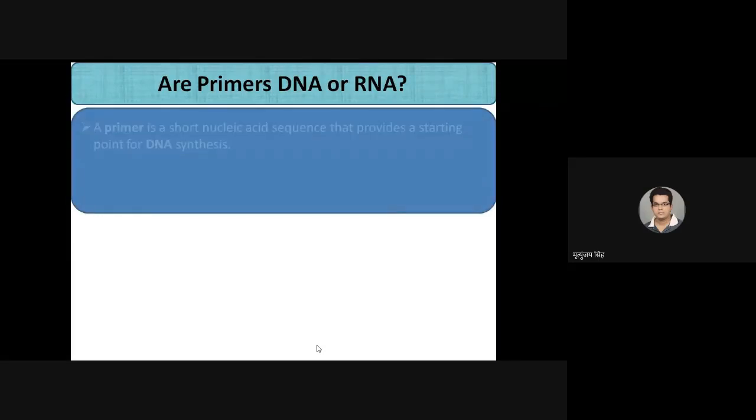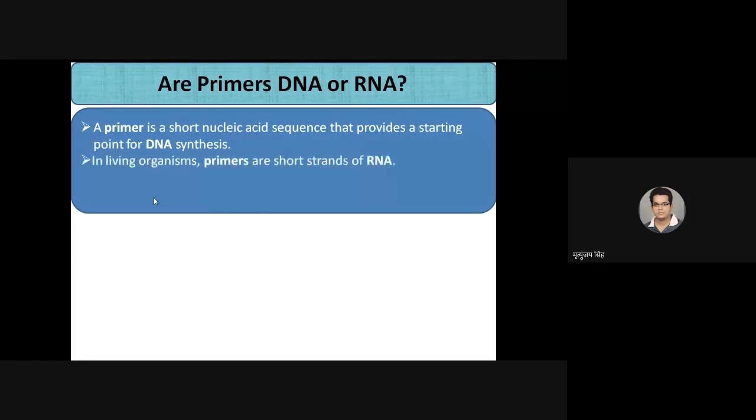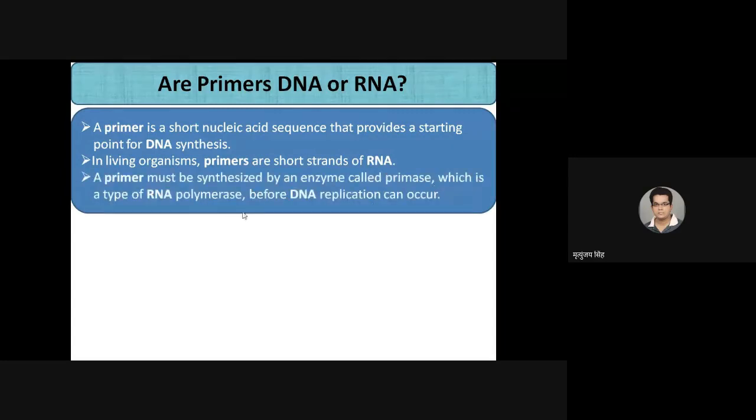A primer is a short nucleic acid sequence that provides a starting point for DNA synthesis. In living organisms, primers are short strands of RNA. A primer must be synthesized by the enzyme called primase, which is a type of RNA polymerase, before DNA replication can start. But in different techniques of molecular biology, we are using primers which are made up of single-stranded DNA.